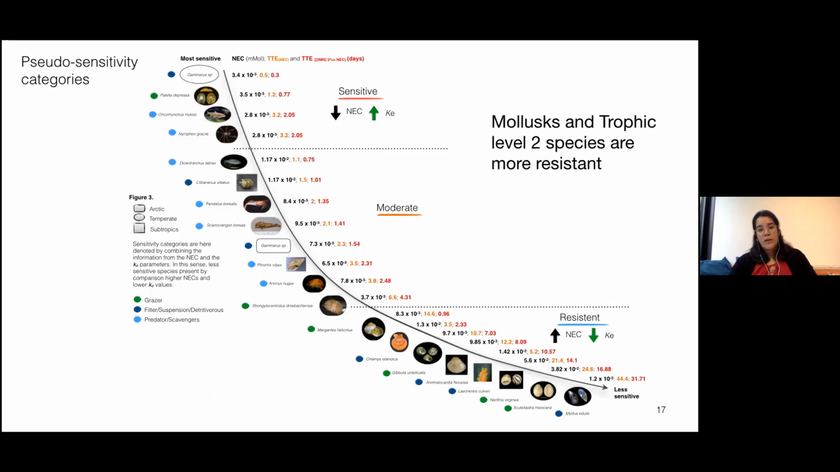With this information, we also decided to do a categorization, what we call the sensitivity categories. So we basically rank or sort the different species regarding their NEC values and the time to die or time to effect values. And we came out with this. So we see that, for instance, mollusks and trophic level 2 species are overall more resistant to methylnaphthalene than the other species.